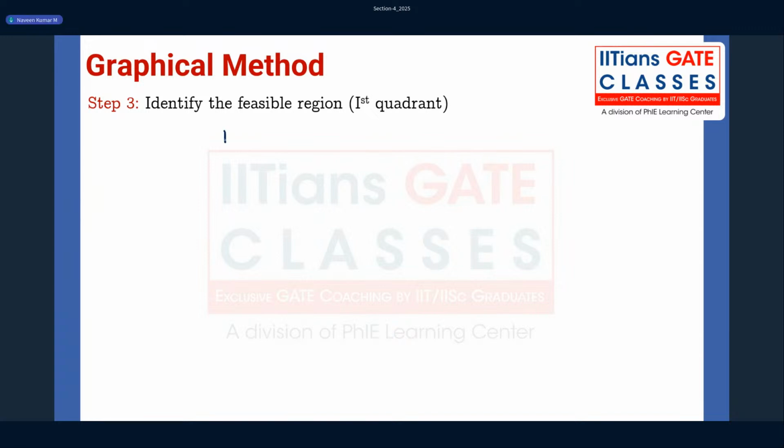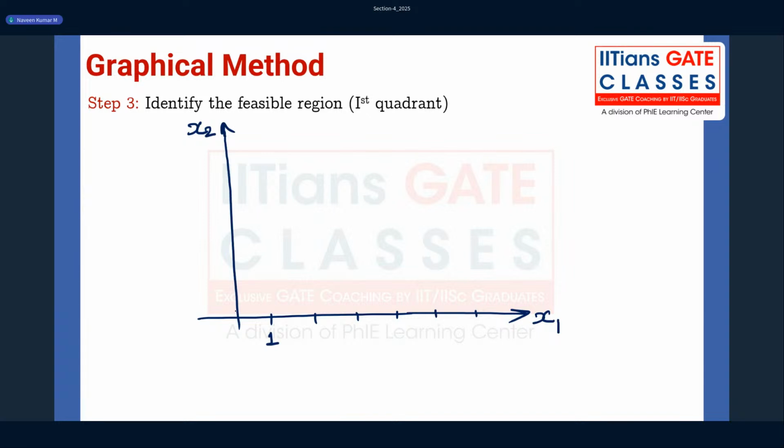So if you take something like this, just making it big so that it will be good for you to understand what I'm doing. So maybe I'll do like this. I'll split this: 1, 2, 3, 4, 5, 6, something like this, right? And this is your x1 and this is your x2.